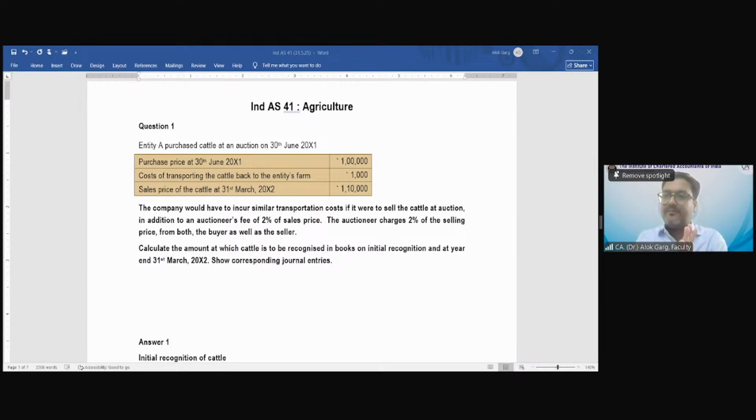It is a directly attributable cost. It is an incremental cost to sell the cattle. So 1,000 rupees is the cost to sell, which is for transportation. The second cost, auctioneer charges. And this auctioneer fee is from both the buyer and the seller. So it means it is also cost to sell. And this fee will be applicable only when you are going for the sale. So 1 lakh minus 3,000, 97,000 is the fair value less cost to sell.